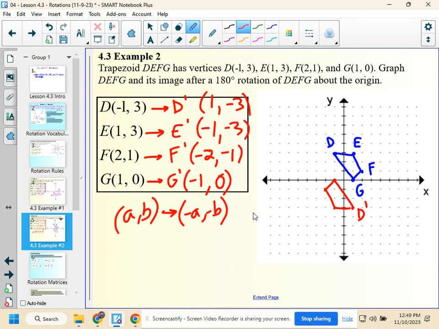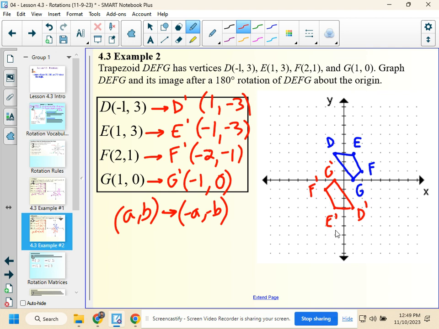Where did we go next? E prime, F prime, and G prime. This one I like though, just visually, you can see that was a 180-degree rotation. Usually those ones are a little bit more easy. You can tell it was rotated 180 degrees about the origin. So yeah, not much more to say or do with that one.